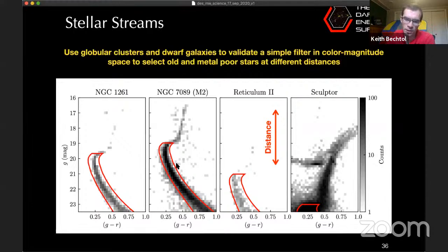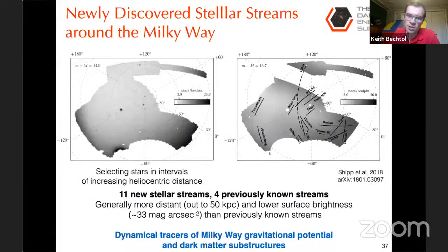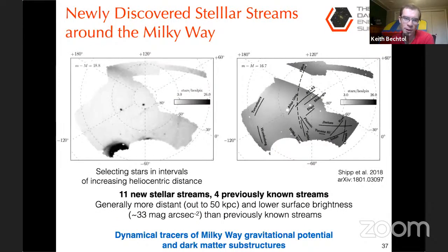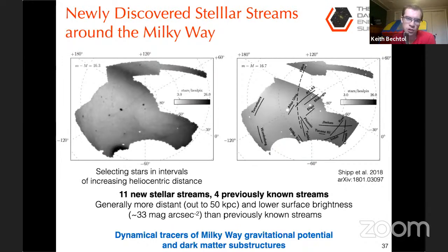So for example, you can base this filter on some of the known dwarf galaxies like Reticulum 2 or Sculptor, or some of the known globular clusters, like M2, which is one of the prominent ones in DES. You can devise this simple cookie cutter in color-magnitude space, and then by moving that isochrone filter to different magnitudes, you're sampling different distances. And so we can use this to make a 3-dimensional map of structures in the Milky Way halo. This would be sensitive to both satellites and streams.